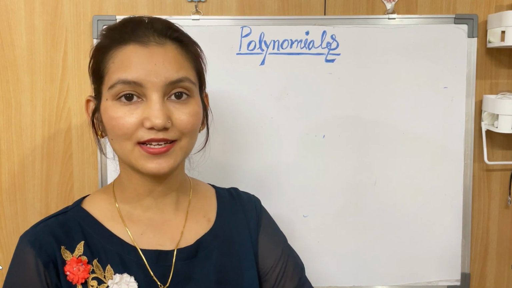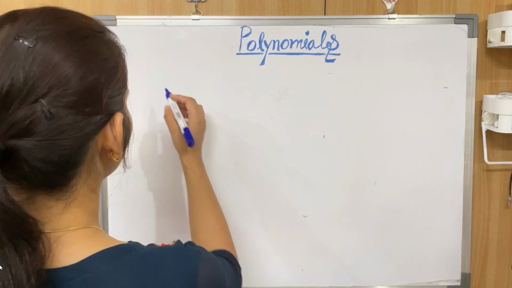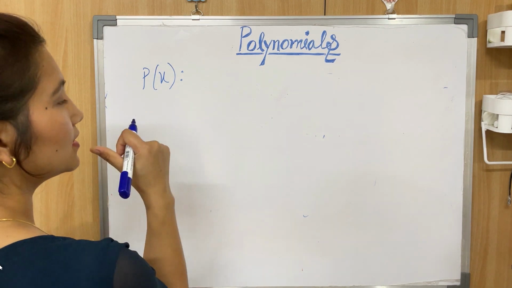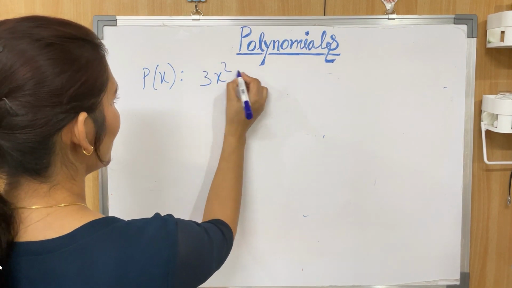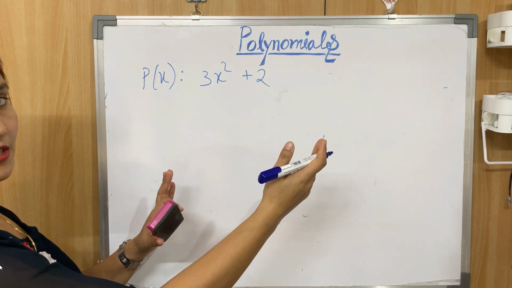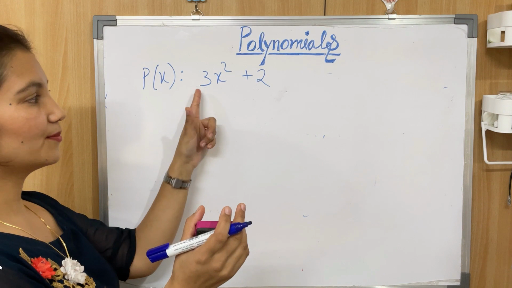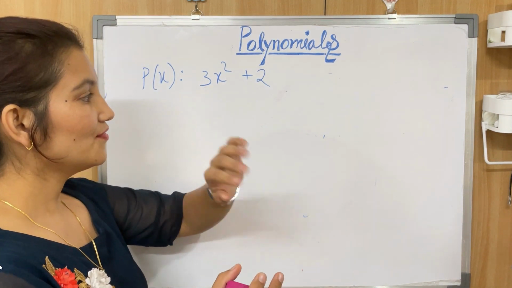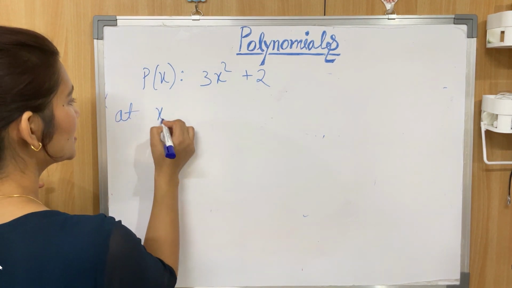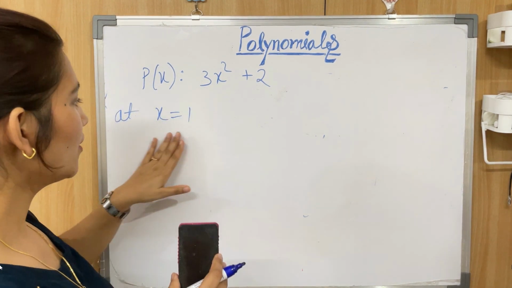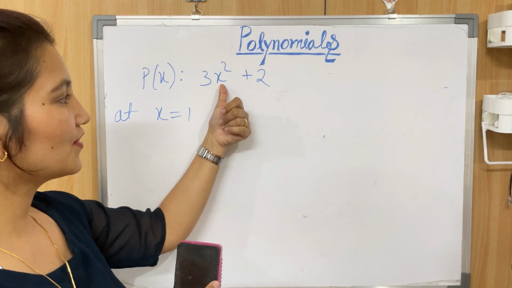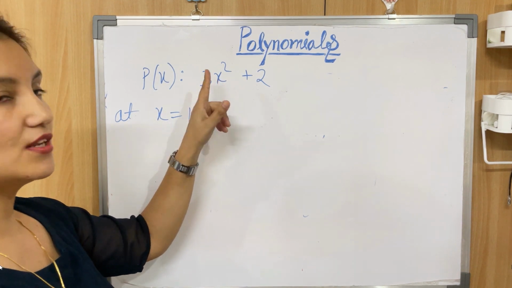For that we need to take an example. Let's take the polynomial 3x² + 2. Now this is a polynomial, right? And p(x), the polynomial, is 3x² + 2. Now if I ask you to find the value of this polynomial at x equal to 1, how will you find it? At x equal to 1, wherever there is x, put the value of x as 1.